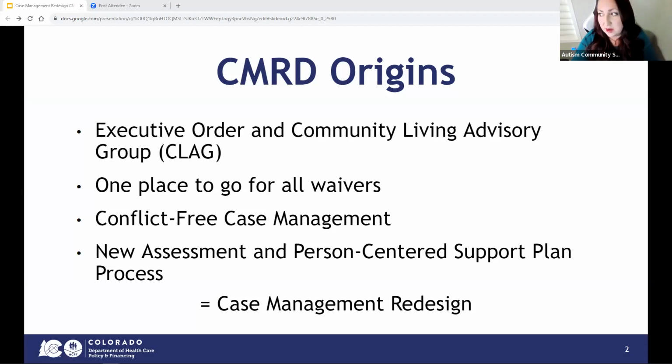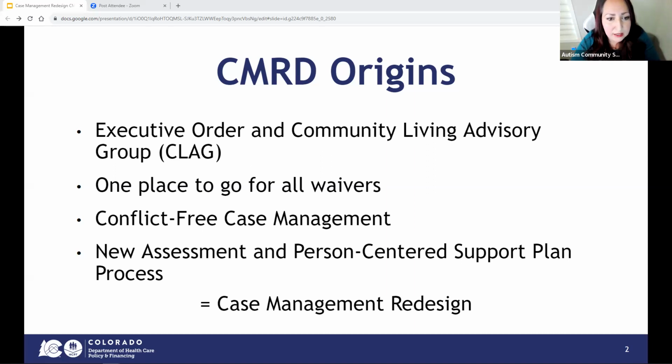All right, so first, kind of what is case management redesign? How did we get here? What am I going to be talking about? And so in 2014, there was an executive order and recommendations put out by the Community Living Advisory Group to redesign case management, to better support members to have quality case management services and quality services in their homes and communities, where they could go to one place for all waivers in their area.